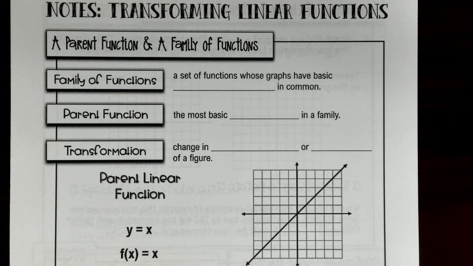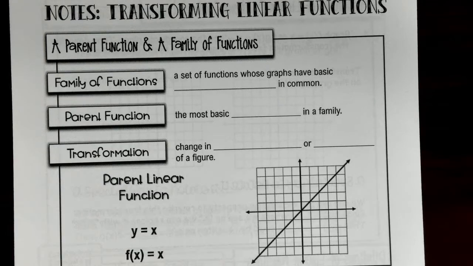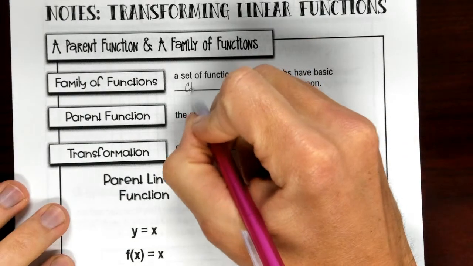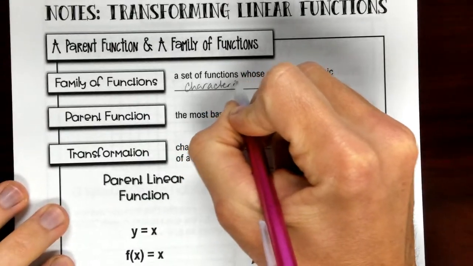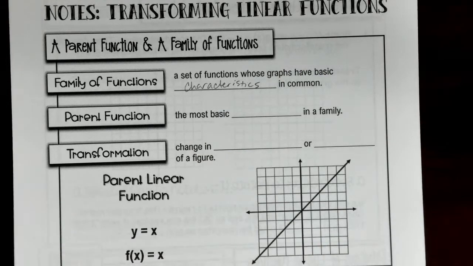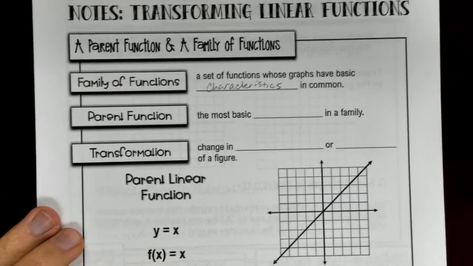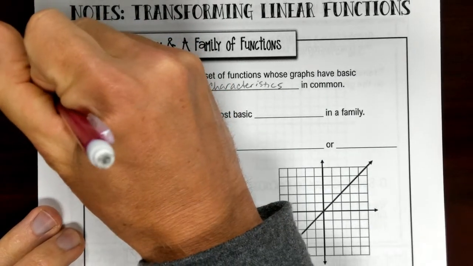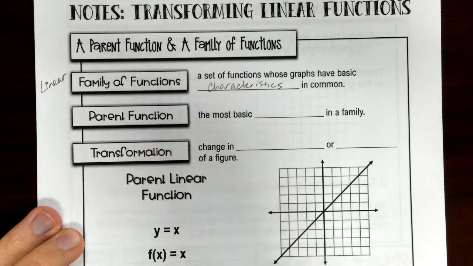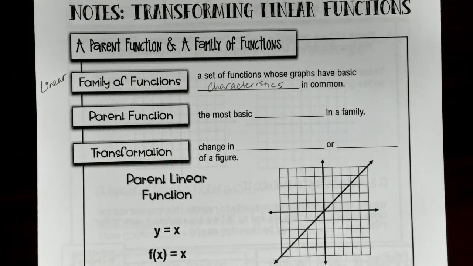A family of functions is a set of functions whose graphs have basic characteristics in common. So a set of functions whose graphs have basic characteristics in common is our family of functions. An example of a family of functions would be linear functions. Linear functions all have certain characteristics in common. They all make lines. They're all linear functions. They're all to the power of 1.